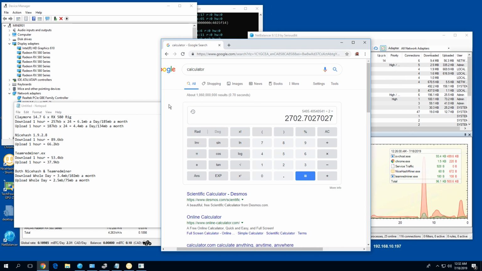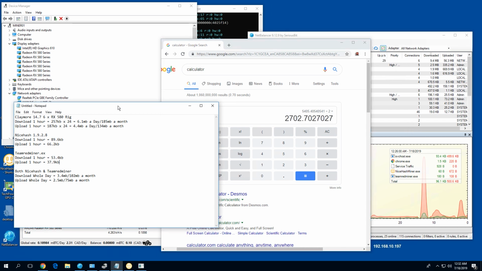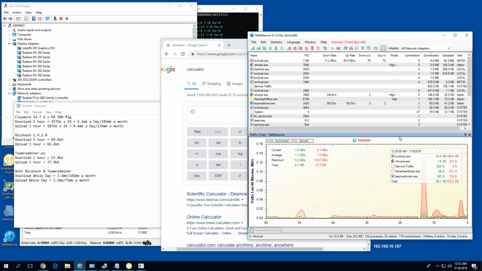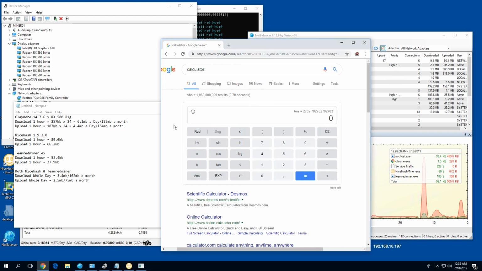So interesting test, guys. Interesting test indeed. I guess I forgot to show how many kilobytes per minute. So let's just go, let's see here. So it was 256 kilobytes per hour. So let's just go 257 divided by 60. And yeah, we get around 4.2 kilobytes per minute in Claymore.